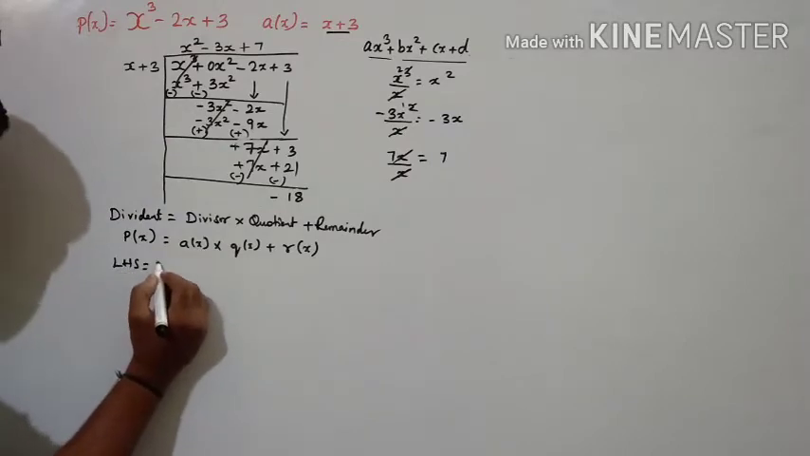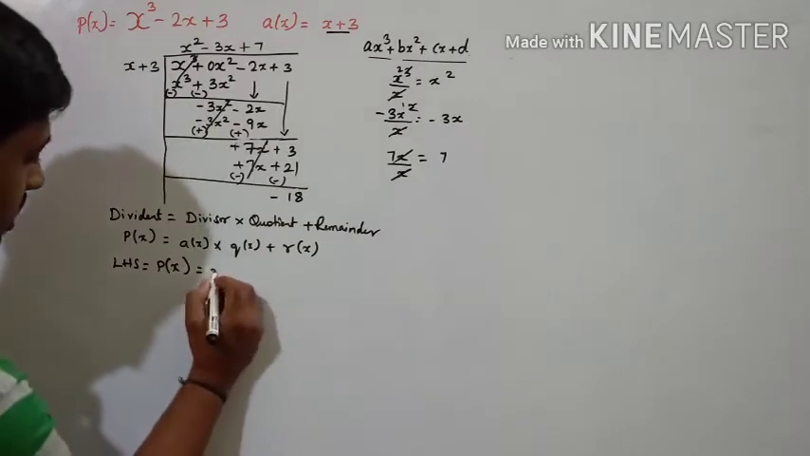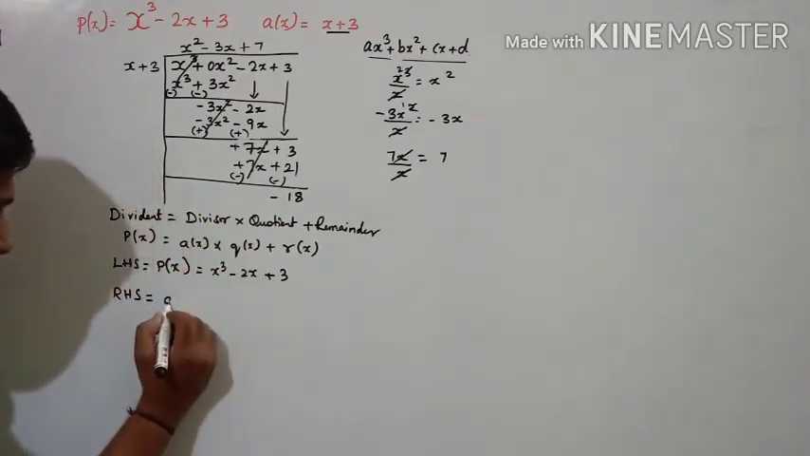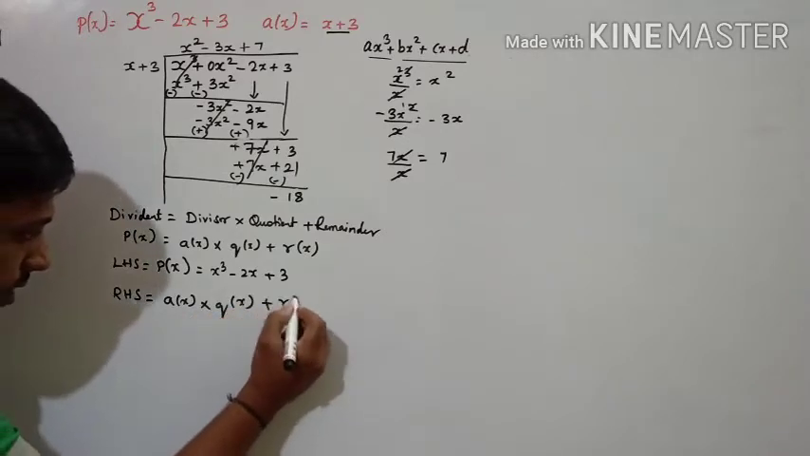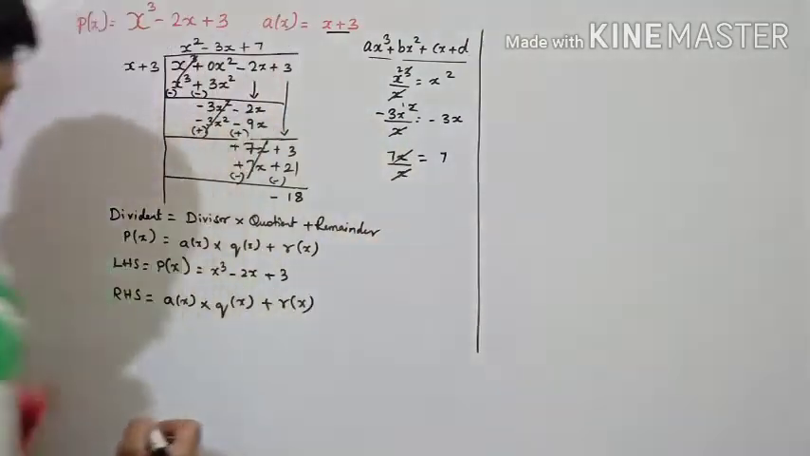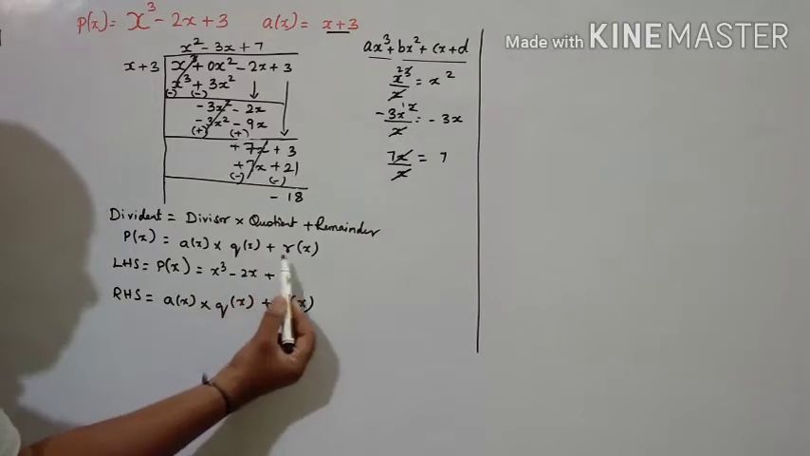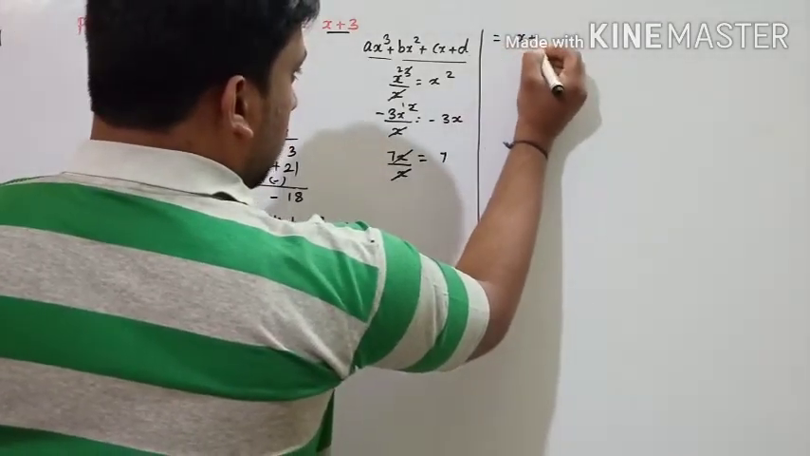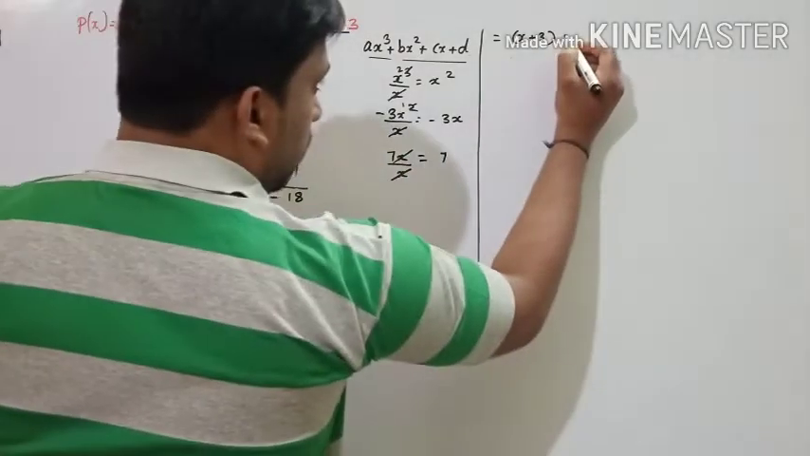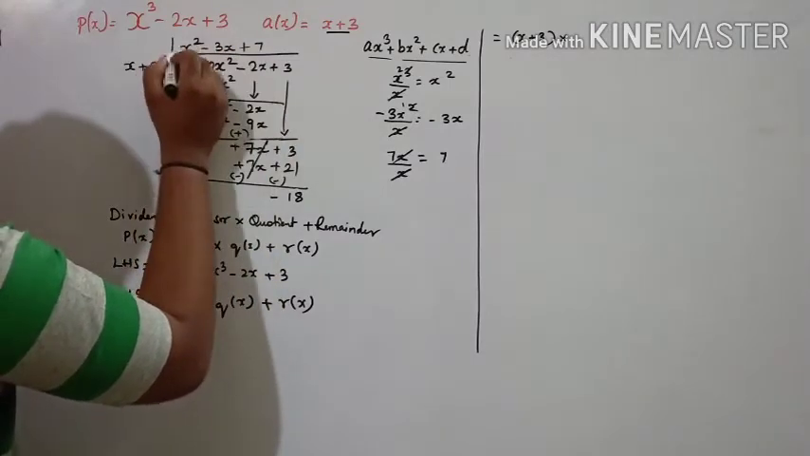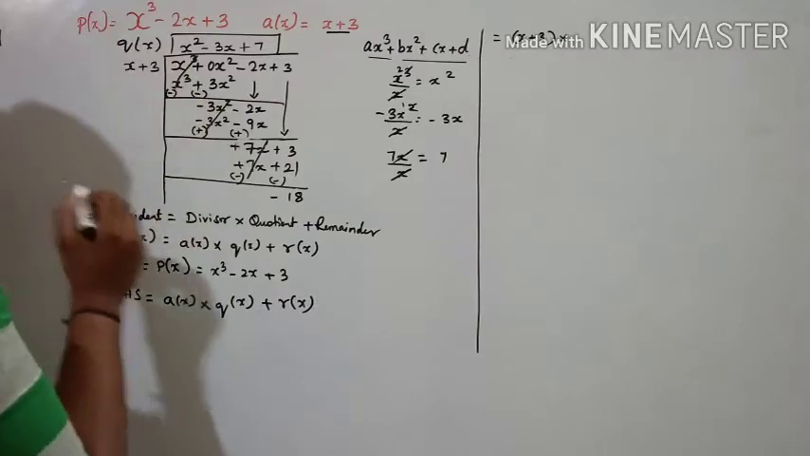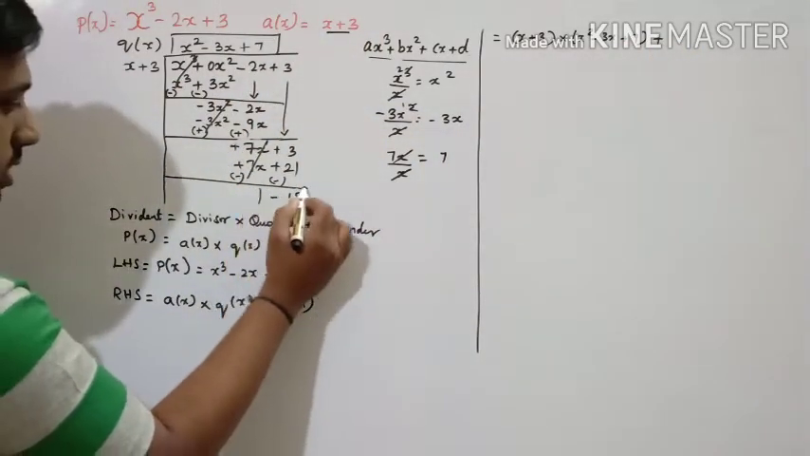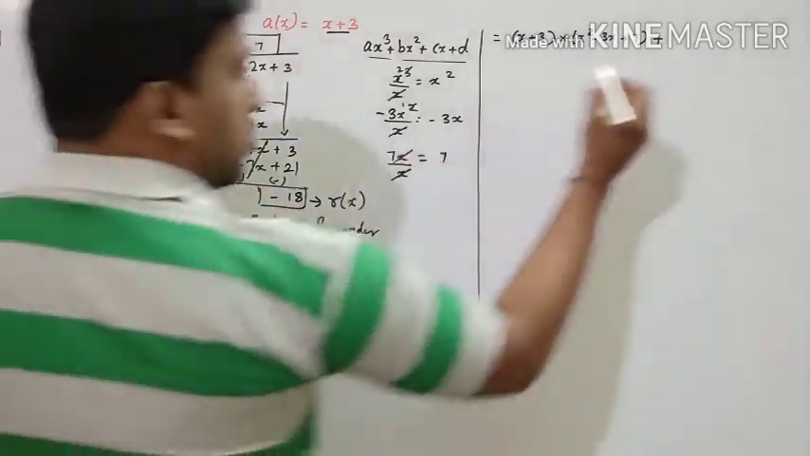Let me take LHS, that is p of x. What is the equation we have? That is x cube minus 2x plus 3. Now I am going to consider RHS. RHS is nothing but a of x into q of x plus r of x. This a of x is nothing but x plus 3, right? So I am going to write that is equal to x plus 3 into q of x, which is x square minus 3x plus 7, plus r of x, which is minus 18.